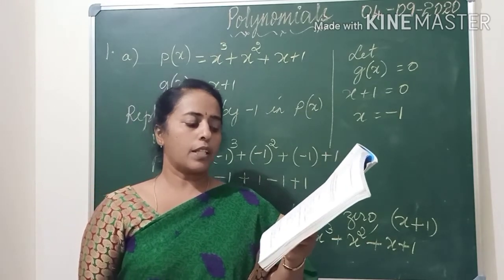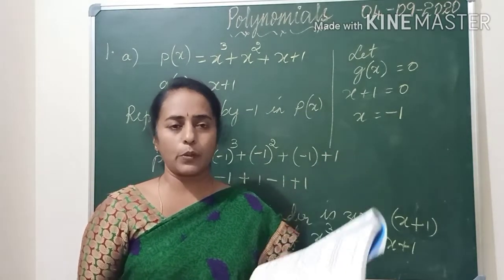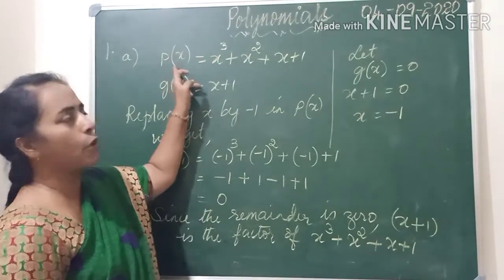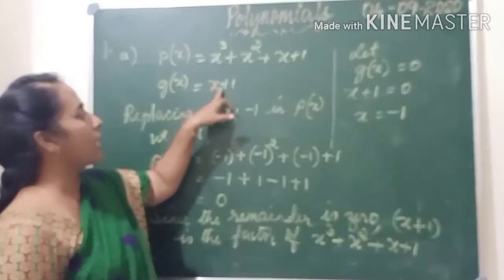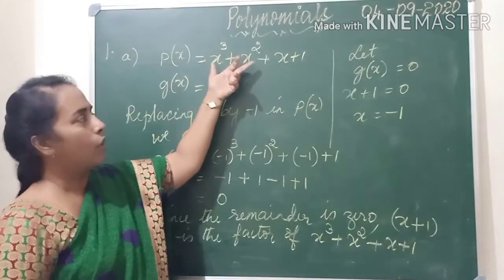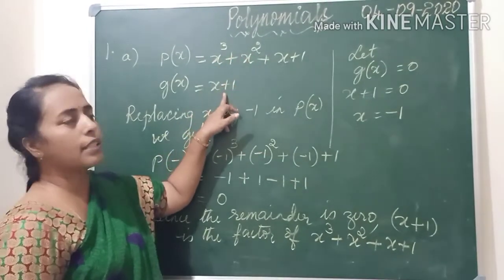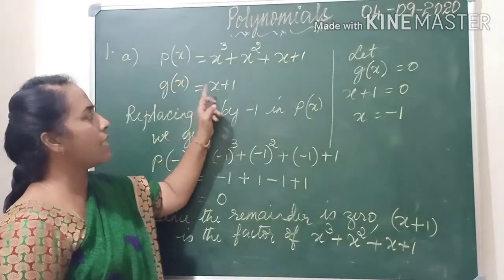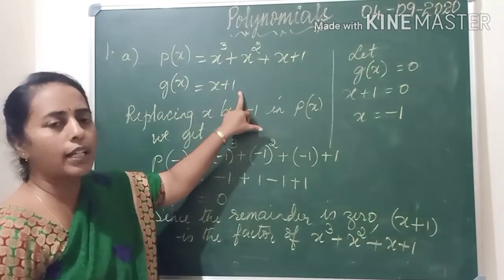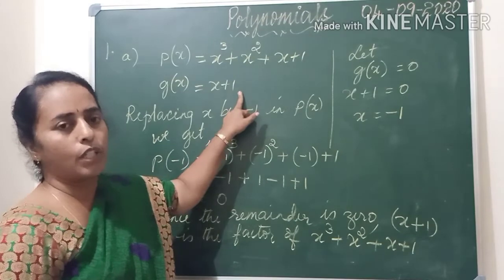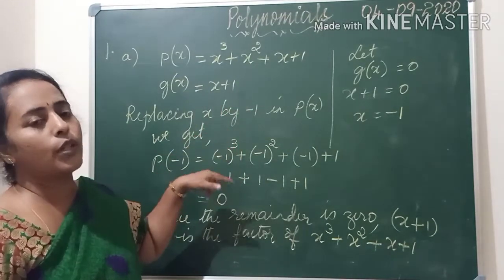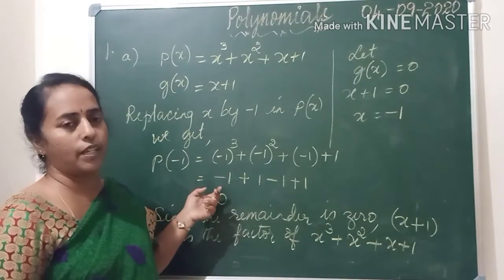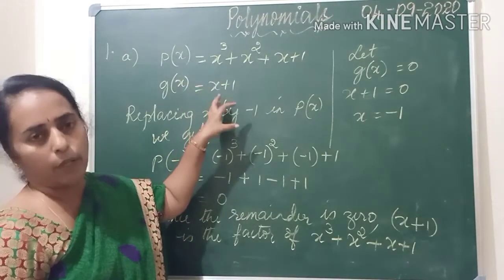So the first one, x cube plus x square plus x plus 1. Here we have to take the given polynomial as p of x. So we should check whether x plus 1 is a factor of this one. That means this is the divisor. Let that be equal to g of x. g of x equals x plus 1. So we should get the remainder. If the remainder is 0, then only we can say the given divisor is a factor of p of x. So how to get the remainder?